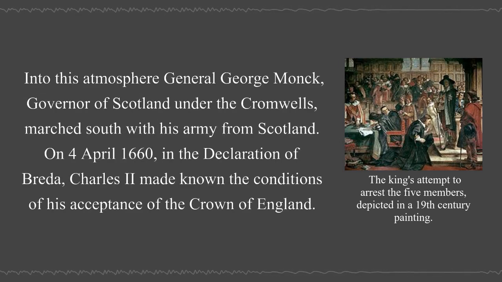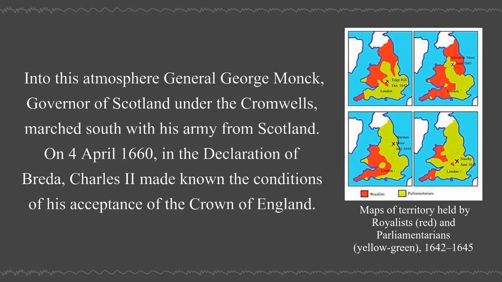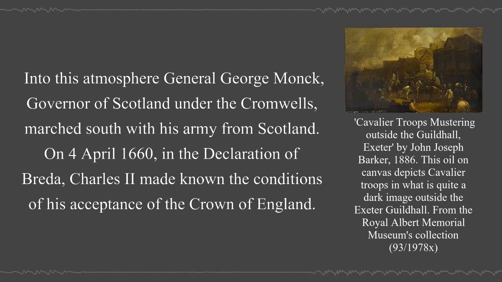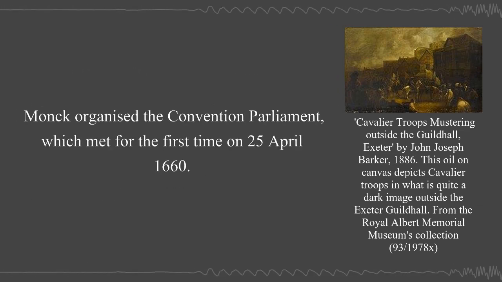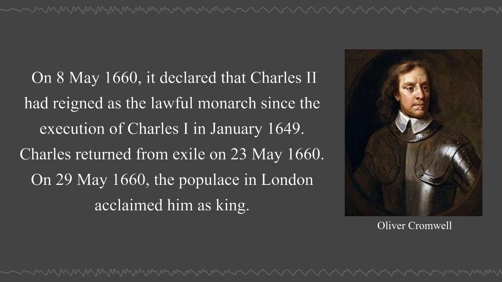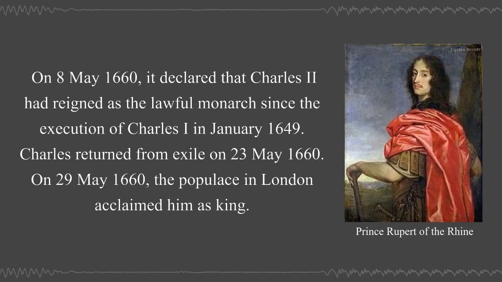Into this atmosphere, General George Monk, governor of Scotland under the Cromwells, marched south with his army from Scotland. On 4 April 1660, in the Declaration of Breda, Charles II made known the conditions of his acceptance of the Crown of England. Monk organized the Convention Parliament, which met for the first time on 25 April 1660. On 8 May 1660, it declared that Charles II had reigned as the lawful monarch since the execution of Charles I in January 1649. Charles returned from exile on 23 May 1660.